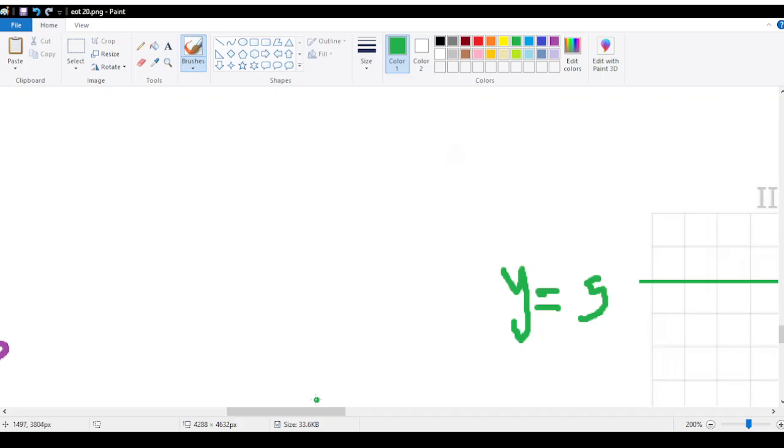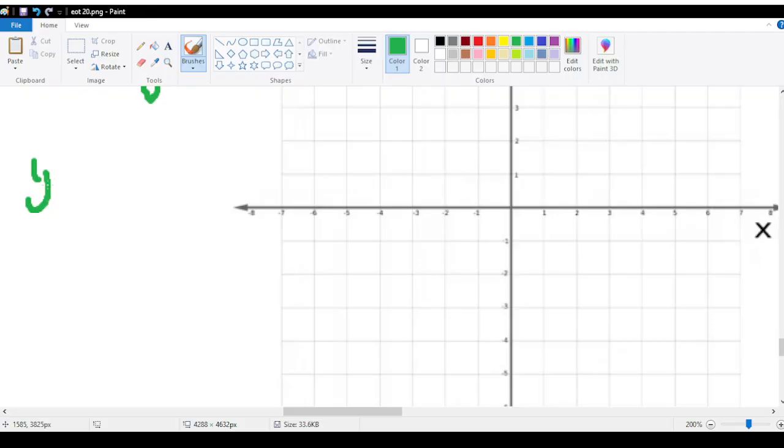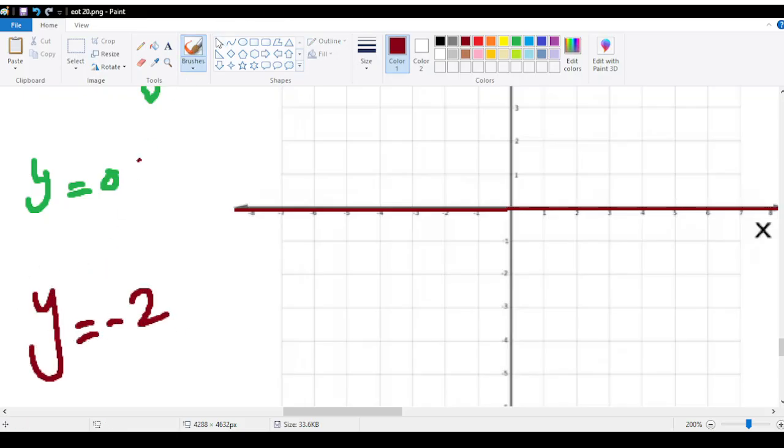We draw at the 5 and make a horizontal line, because there is no slope here. y equals 0 will be at the 0, exactly on the x-axis, so it will be something like this. Okay, last, let's suppose that y equals -2. It will be on the -2. Understood? So it's too easy.